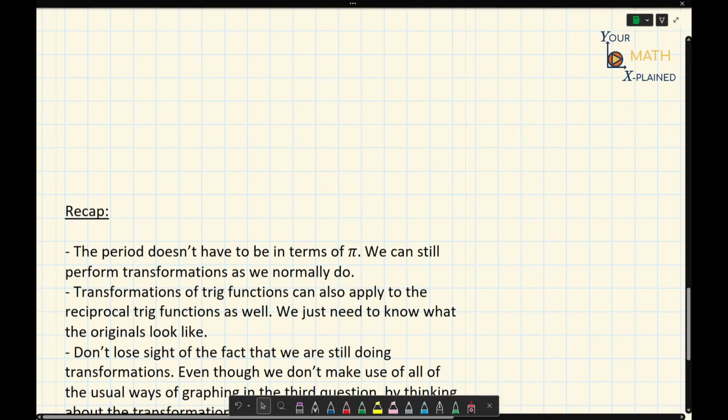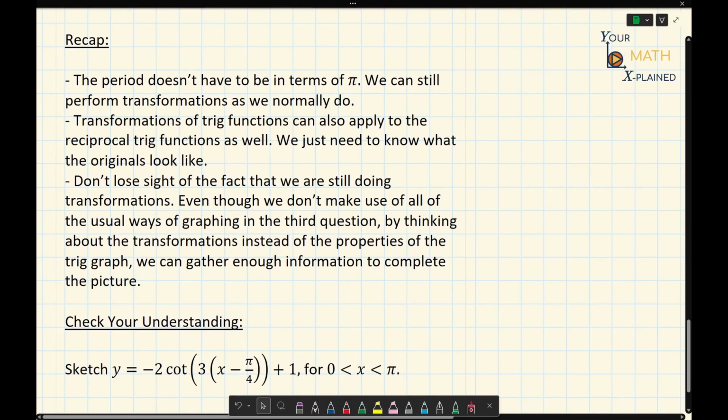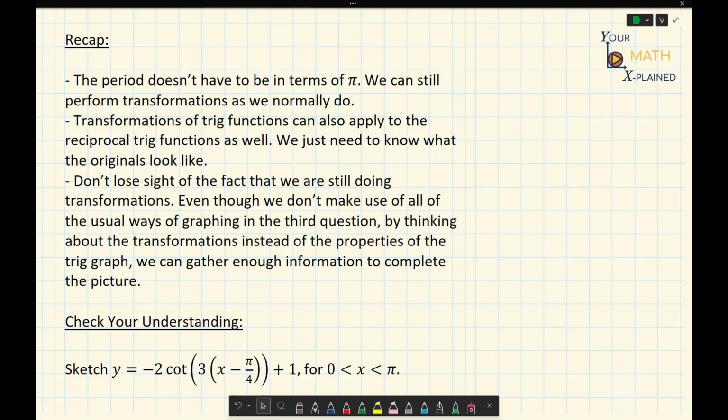And now let's go ahead and do a quick recap of what we covered in this video. So from the first example, we saw that the period doesn't have to be in terms of pi. We can still perform transformations as we normally do. We saw how transformations of trig functions can also apply to the reciprocal trig functions as well. We just need to know what the originals look like. And most importantly, don't lose sight of the fact that we're still performing transformations here.